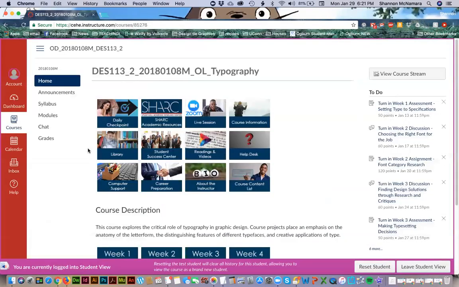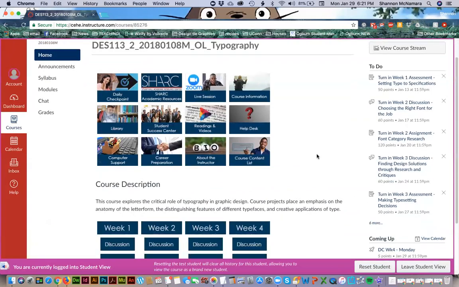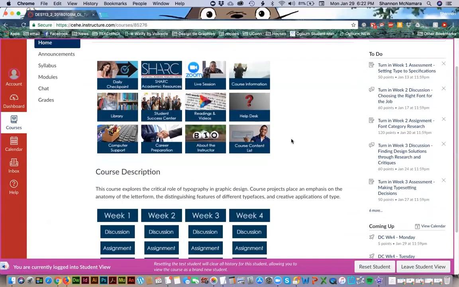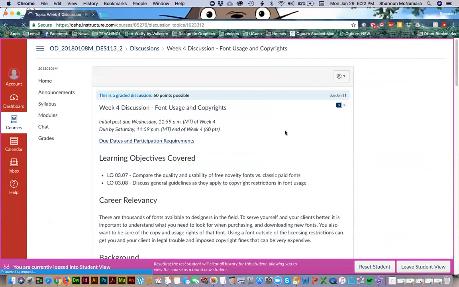All right, so I'm going to go back into the course and we'll look at everything that's due for week 4 inside of the course. So let's start at the discussion for this week and go over the different prompts. So we're going to talk about font usage and copyrights.